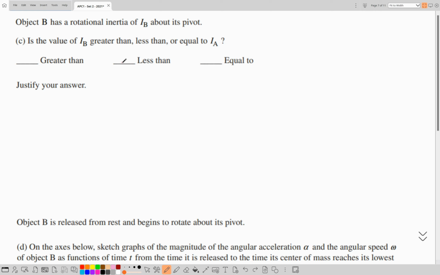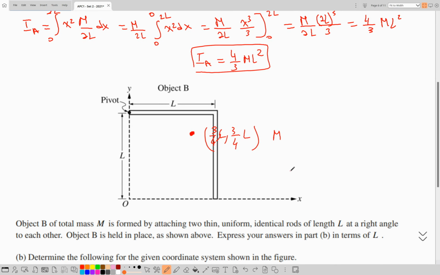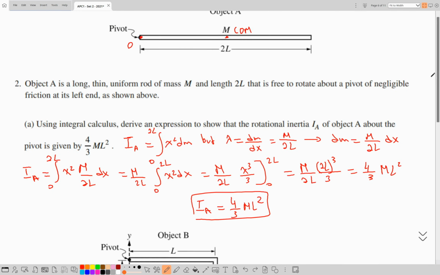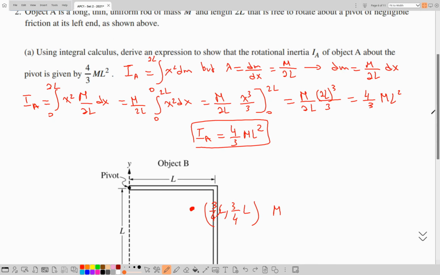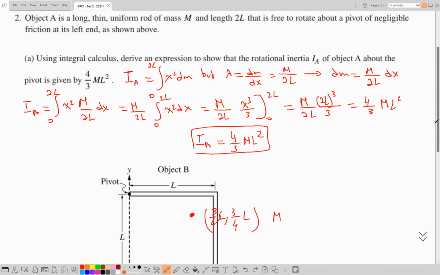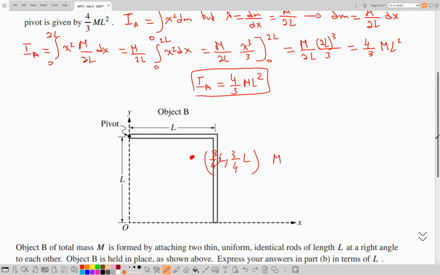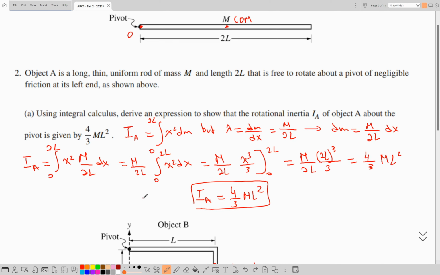Now they're telling us here object B has a rotational inertia of I_B about its pivot. So now we have two rotational inertias for two objects. The first one is given by I_A for this object, and we have I_B for this object. Before I read the question, let me interpret each one. Both have the same mass, which is capital M, and both have the same length, which is basically L plus L, which is 2L, but angled. Now both of them have the same axis of rotation at the pivot.